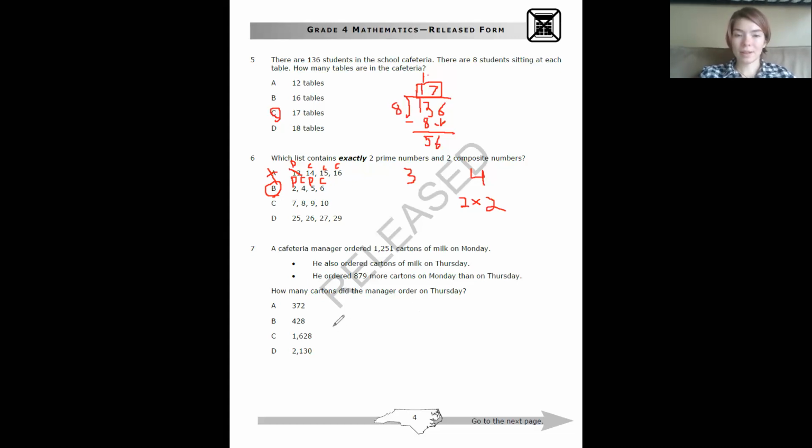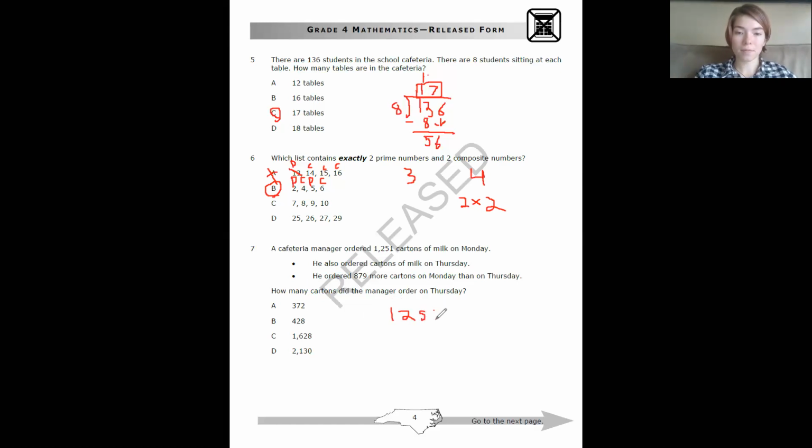Number 7. A cafeteria manager ordered 1,251 cartons of milk on Monday. He also ordered cartons of milk on Thursday. He ordered 879 more cartons on Monday than on Thursday. How many cartons did the manager order on Thursday? Okay, so we know that he ordered more cartons on Monday than on Thursday. That means he must have ordered fewer cartons on Thursday. So since we know the number he ordered on Monday, we need to subtract from that to get the number from Thursday.